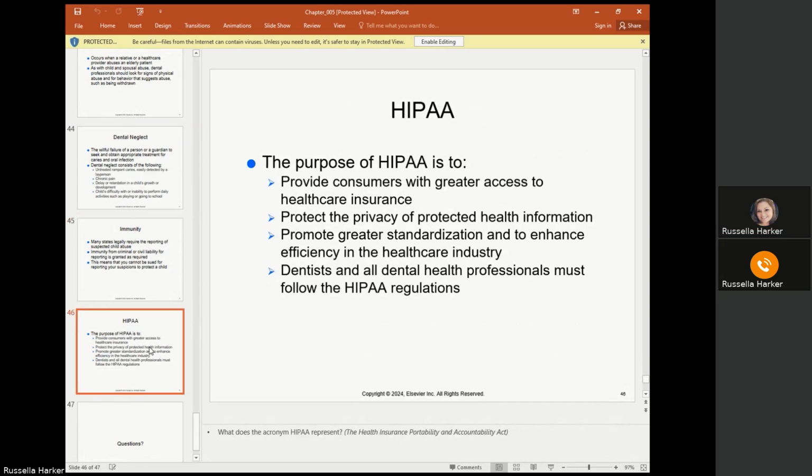And the final thing is HIPAA. The purpose of HIPAA is to provide consumers with greater access to healthcare insurance, to protect the privacy of protected health information, promote greater standardization and to enhance efficiency in the healthcare industry, and dentists and all dental healthcare professionals must follow the HIPAA regulations. So HIPAA is the Health Insurance Portability and Accountability Act, which allows patients to feel more comfortable because they know that their information is being protected.